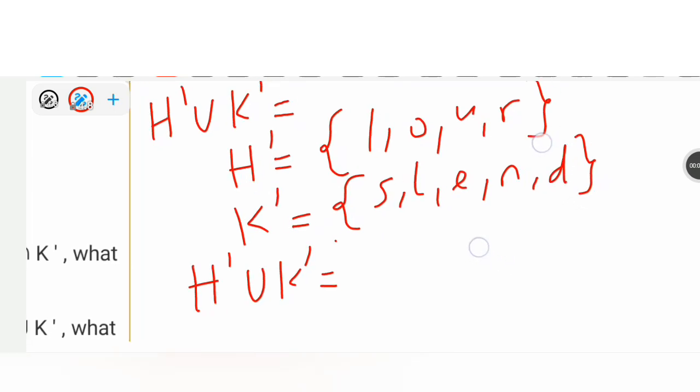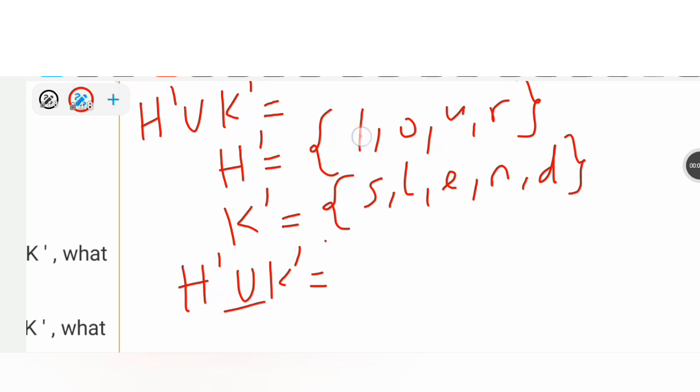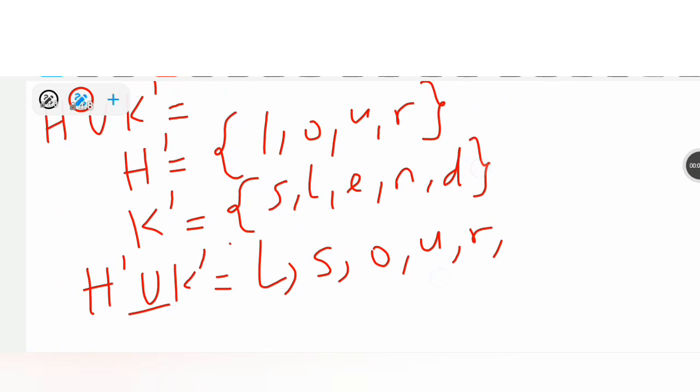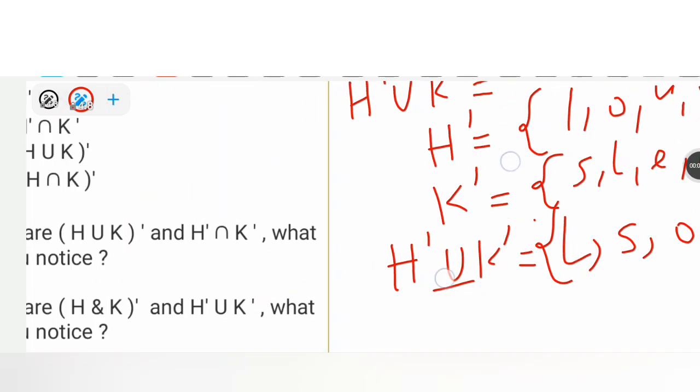Then put them together. Union means put them together. These two, I'm going to put them together now without repeating any element twice. If you check, you see that L is repeating, so you need to write it once. So you have L, S, then O, U, R, then E, N, D. That's H prime union K prime.